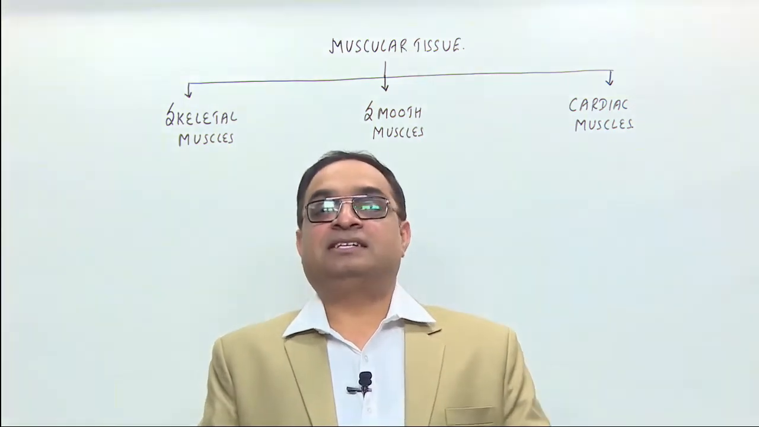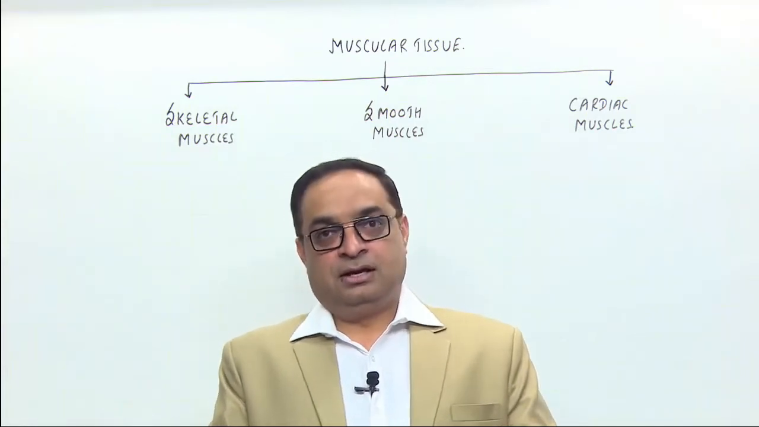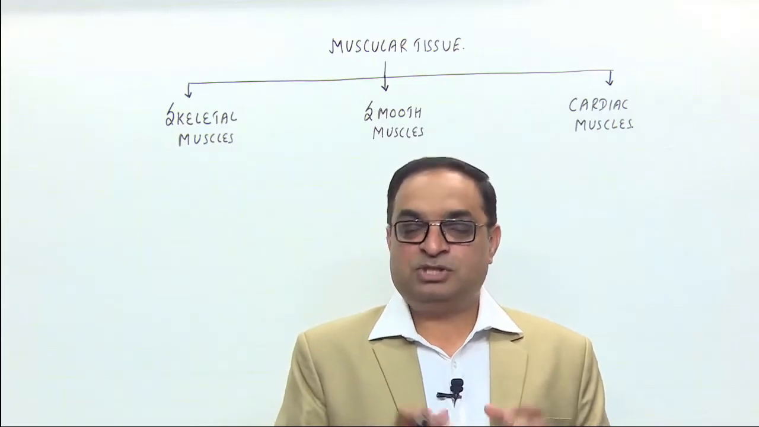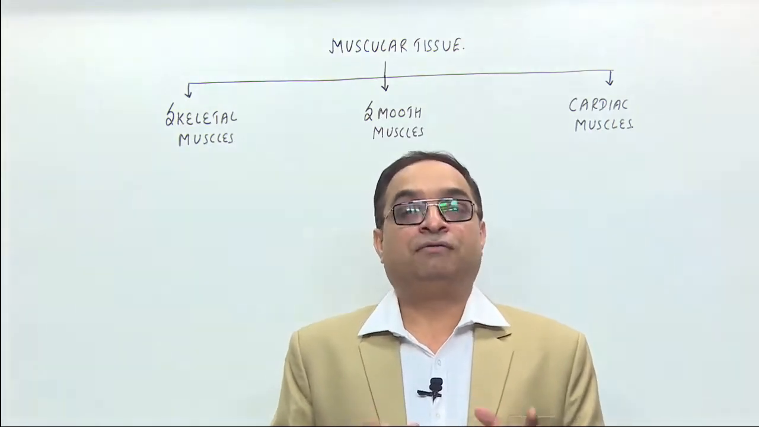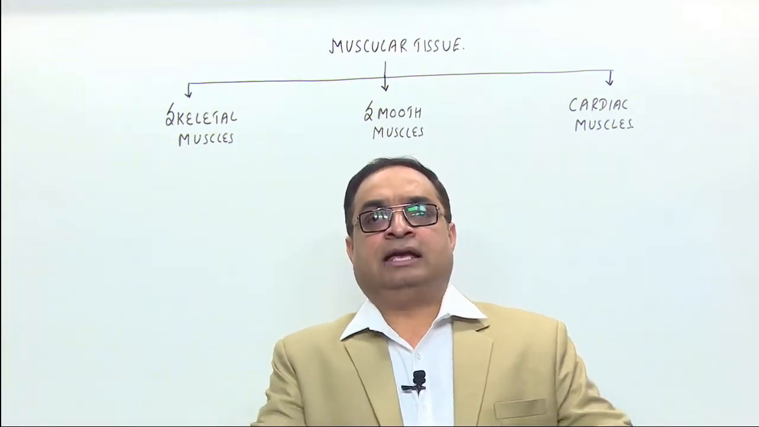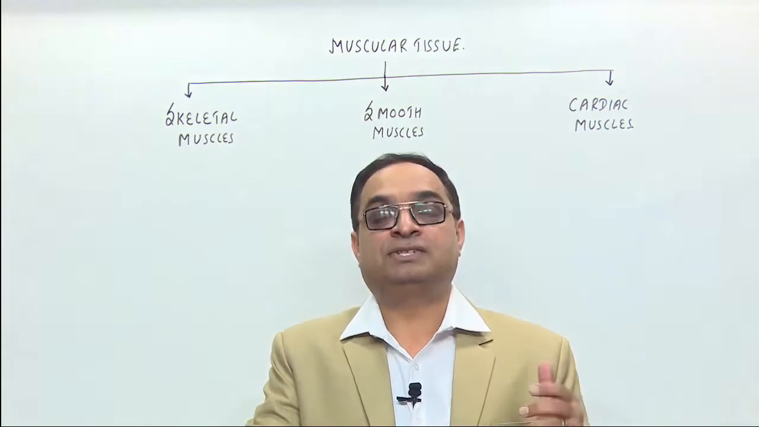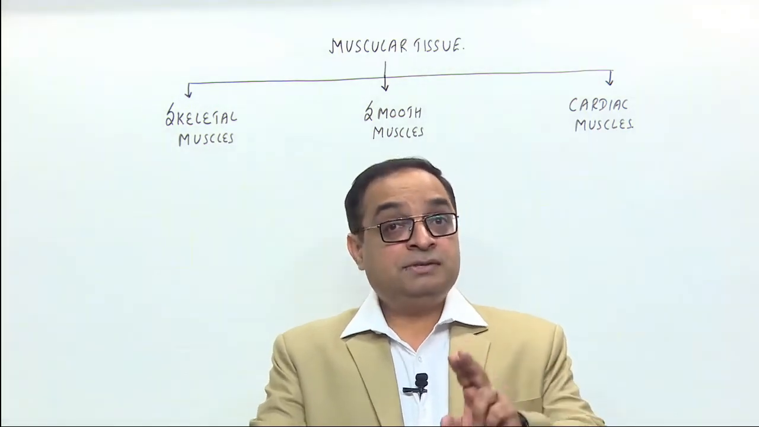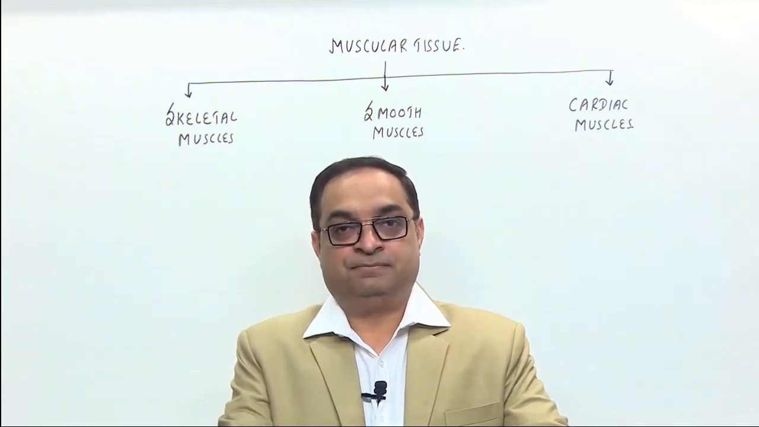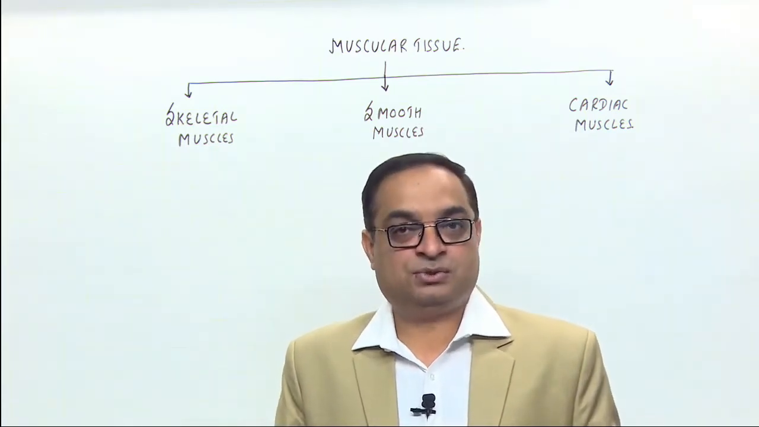The topic of our discussion today is muscular tissue. As you know, tissue is a group of cells which perform a particular function. There are different types of tissues in our body like epithelial tissue, connective tissue, nervous tissue, muscular tissue. Nervous tissue and muscular tissue are two excitable tissues. In this session, we will be discussing muscular tissue.